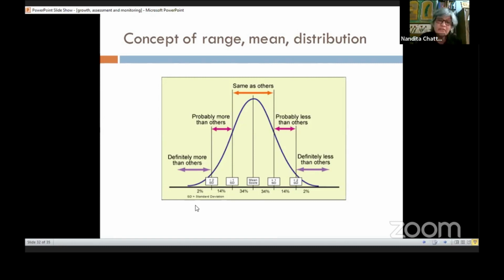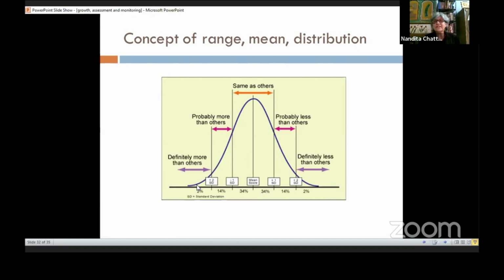Rather, if we come right over here, the 2%, somebody having a weight at this level is at the second centile. That means only 2 children out of 100 has a weight less than him. I hope I have been able to explain it.